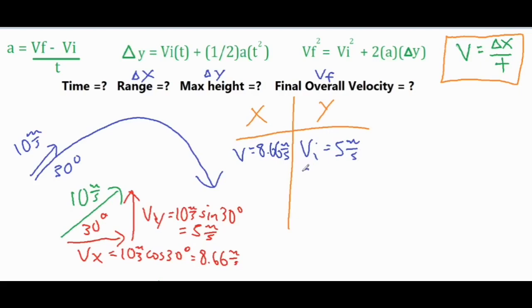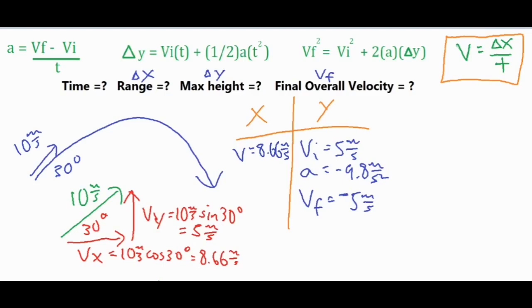Now, we know that once it gets projected into the air, it's in free fall. Its acceleration is negative 9.8 meters per second squared. And then we also know when it comes back to ground level, the final velocity is going to be the same as the initial, but because it's going downward, we're going to drop a negative sign in there.